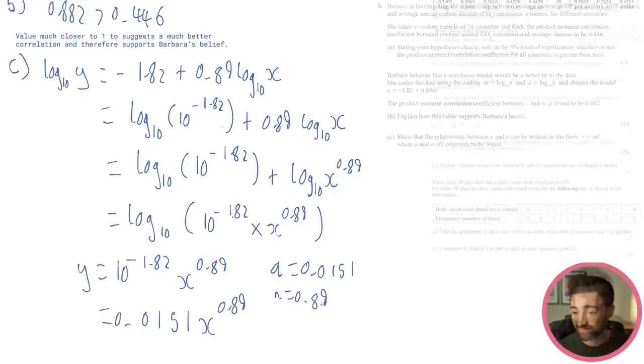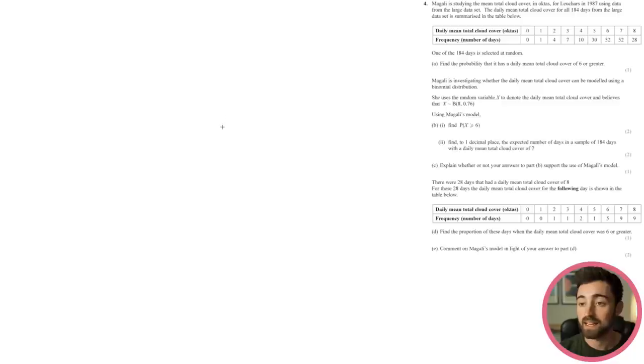Question 4. Magali is studying the mean total cloud cover in oktas for Leuchars in 1987, using data from the large data set. Not again. The daily mean total cloud cover for all 184 days from the large data set is summarized in the table below. Okay, so we've been given data, which is nice. We don't have to remember it.